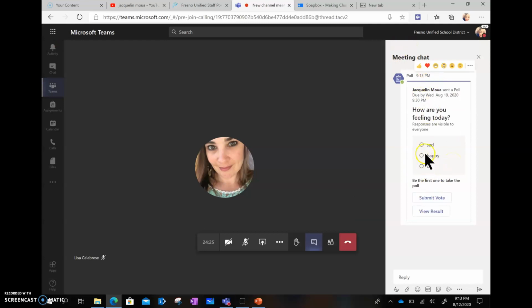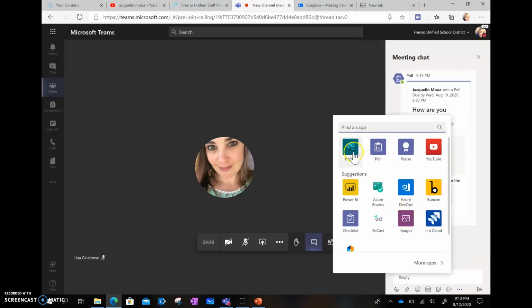And the people in the chat would just be sad, submit vote, happy, submit vote, okay, submit vote. This is actually a poll, just kind of gauging where your students are at. And this is also an interactive thing as well. Then another way you could do is your forms.